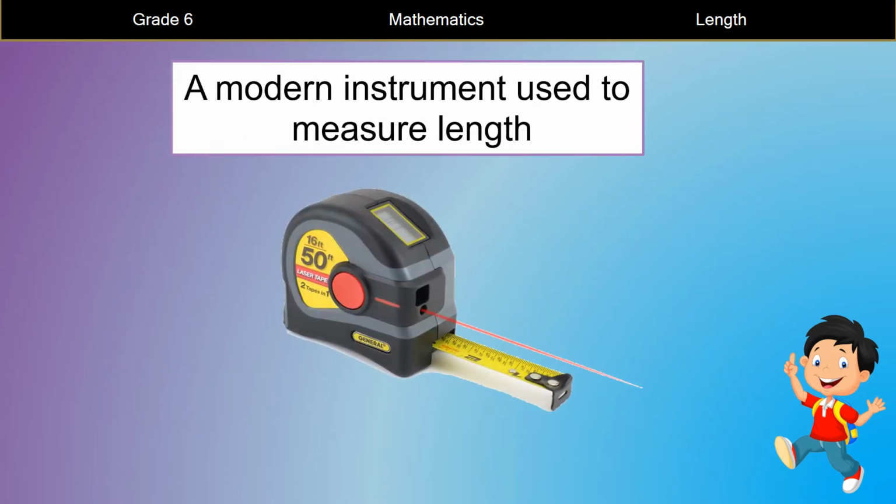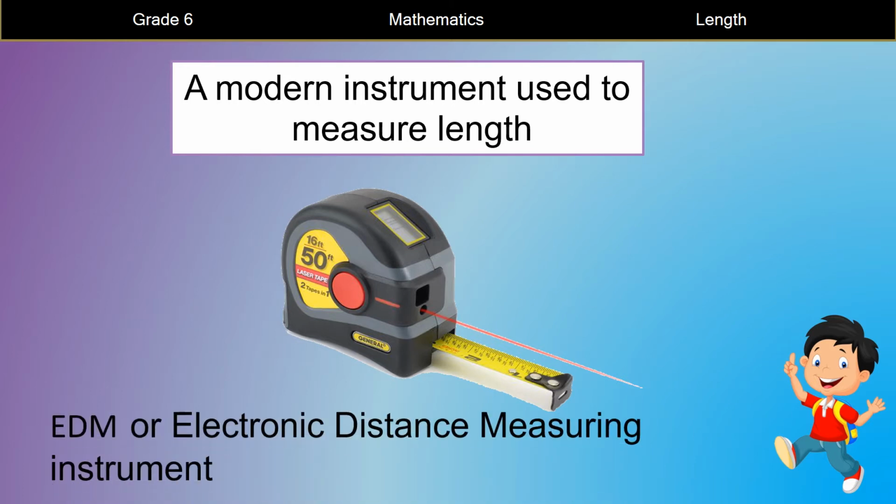Here, this is a modern instrument used to measure length. On this screen the length appears automatically. So it is very easy to read the length as a reading using this modern instrument. We call this an EDM, or electronic distance measuring instrument. This is an EDM.